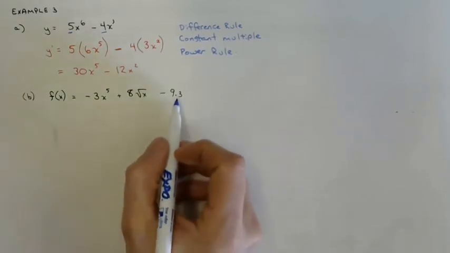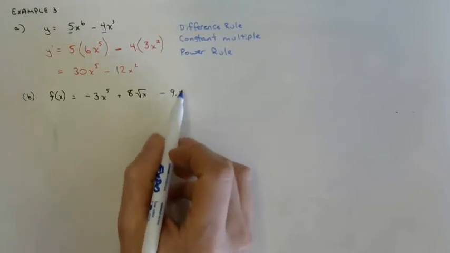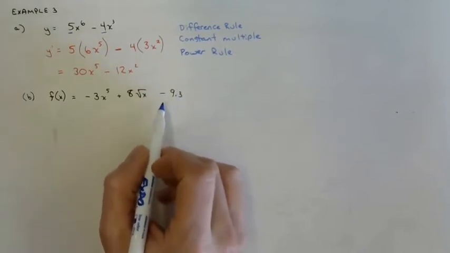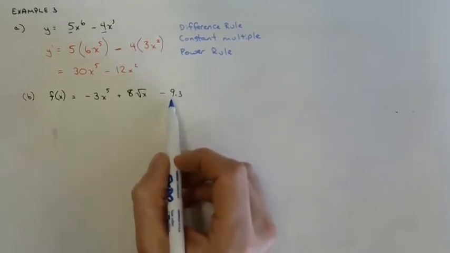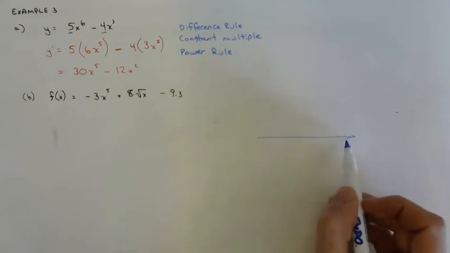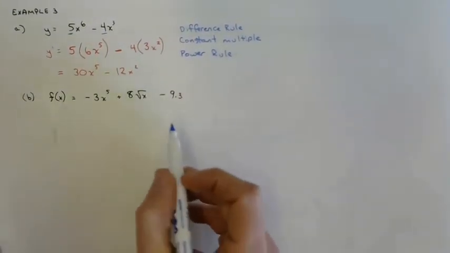This one has a constant, okay? The derivative of any constant is 0. You can think about that this way. If you were to graph this line, y equals negative 9.3, it would just be a straight line with a slope of 0. Okay, so the derivative of that is 0.